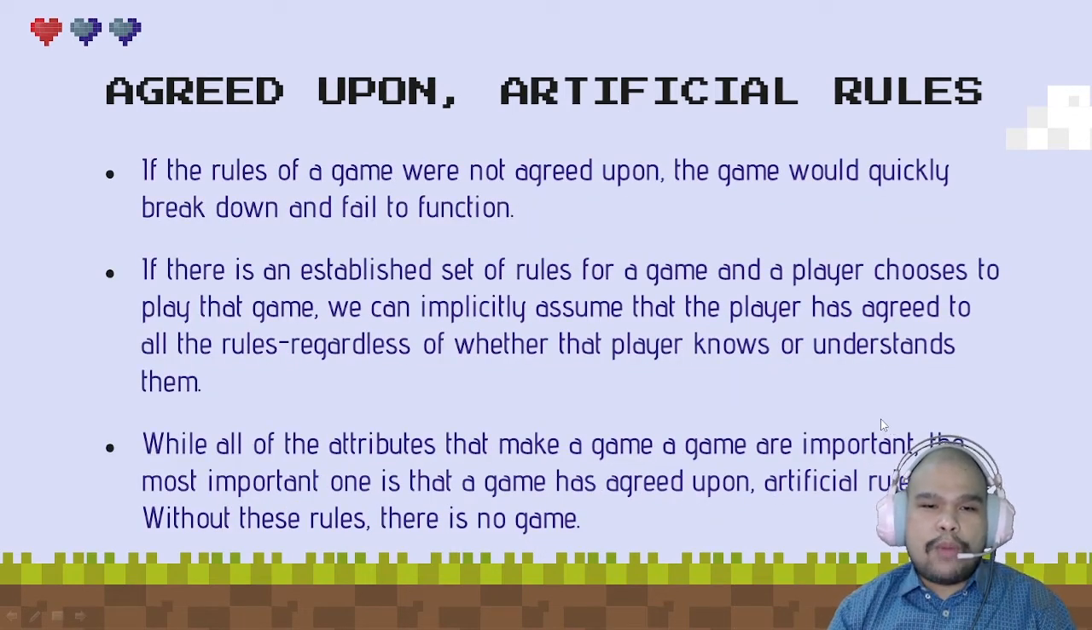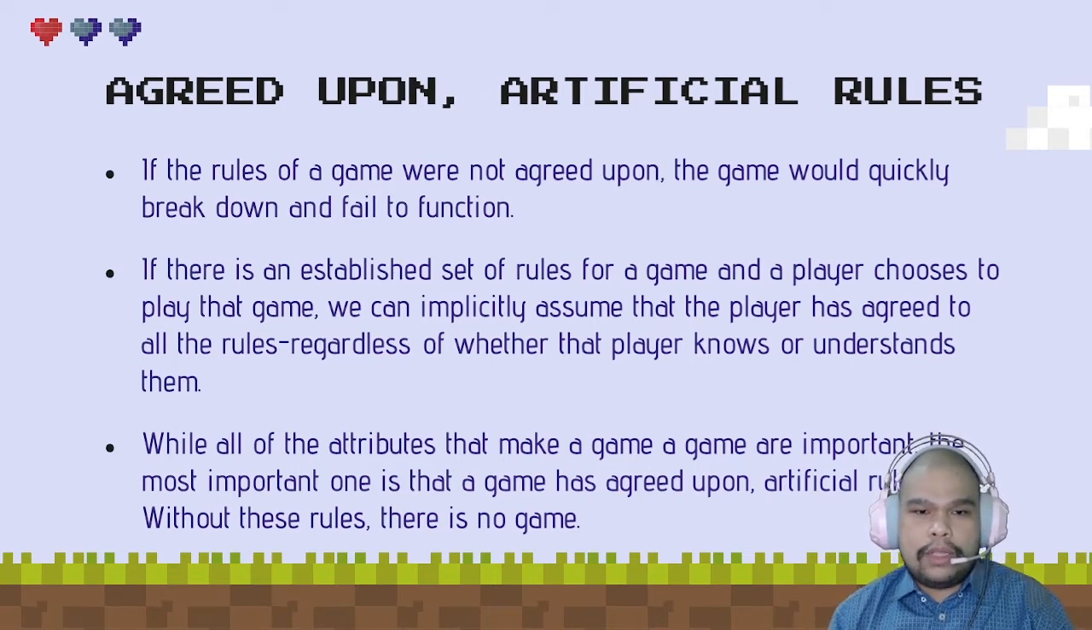Next, if the rules of a game were not agreed upon, the game would quickly break down and fail to function. Again, like we said earlier, artificial rules should be agreed upon by all of the parties involved within the game. So for example, in chess, there are two participants. They should agree that what one knows as the rules of chess will be the same idea the opponent has. It can't be that you know the rules for chess, while your opponent knows the rules for checkers, or dama, or damath as others call it. So you will not be able to proceed and play properly. Why? Because you don't agree on the rules you are following.